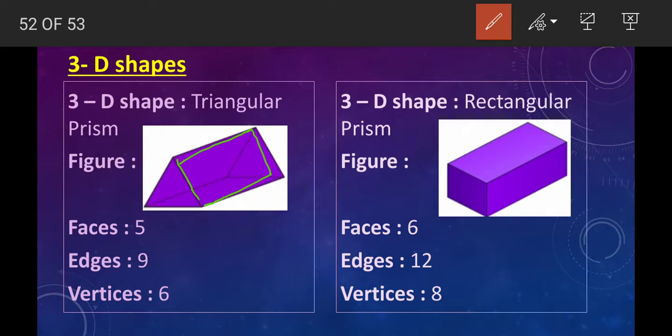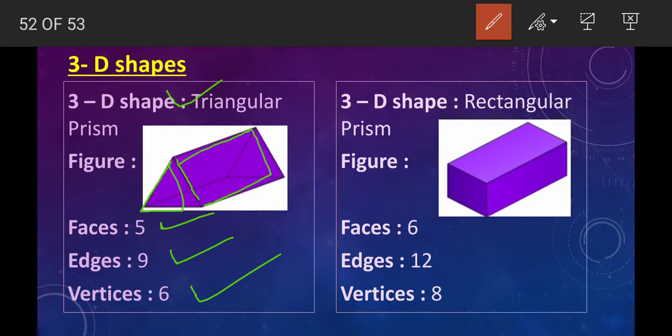First we'll discuss the triangular prism. In a triangular prism the base is a triangle, this is the base, this is the triangle. The rest of the faces are quadrilaterals, which may be rectangles or squares. So here the number of faces is 3 plus 2, 2 triangles and 3 rectangular faces, so it is 5 faces. If we count the number of edges, we get 9, and the vertices are 2, 2, 2, so it is 6.